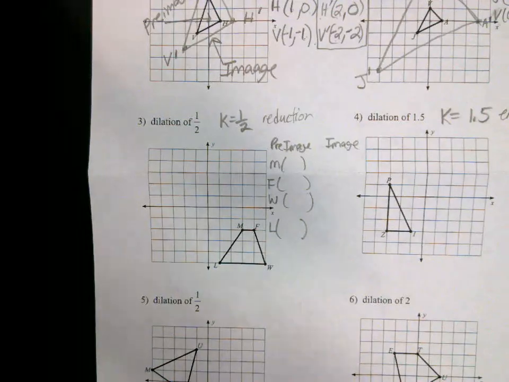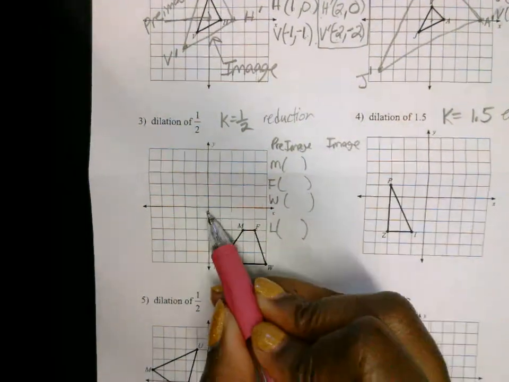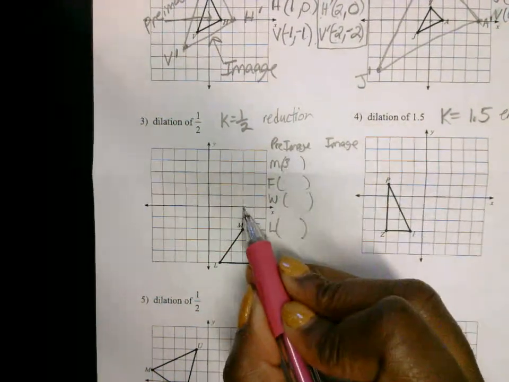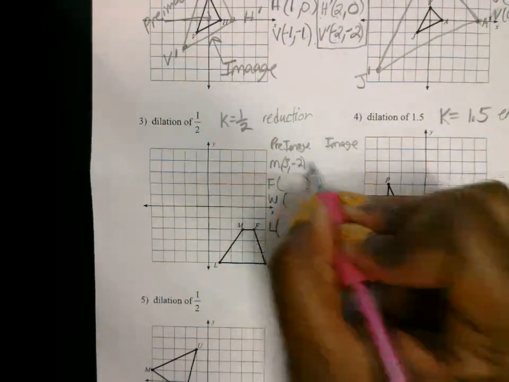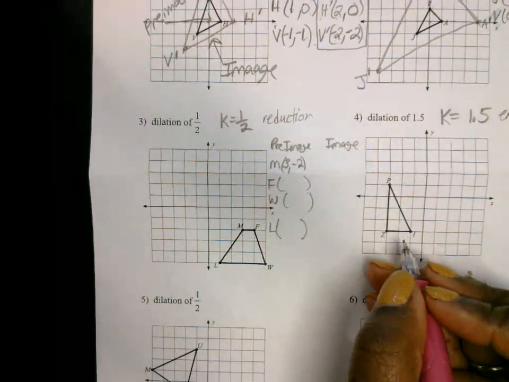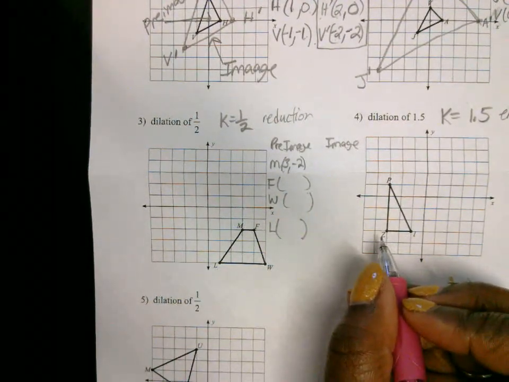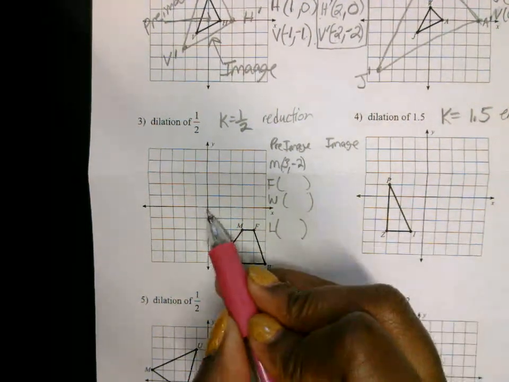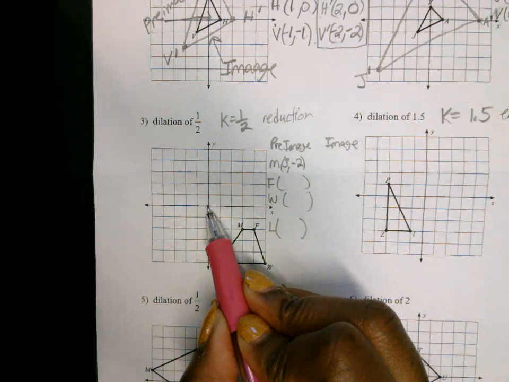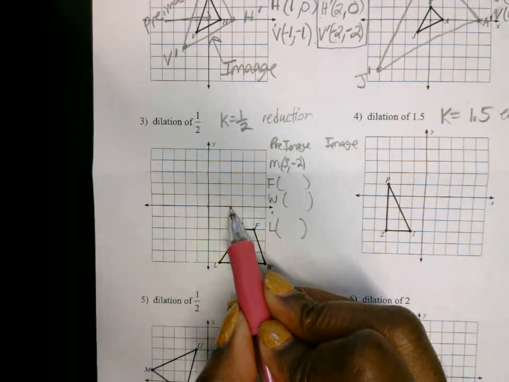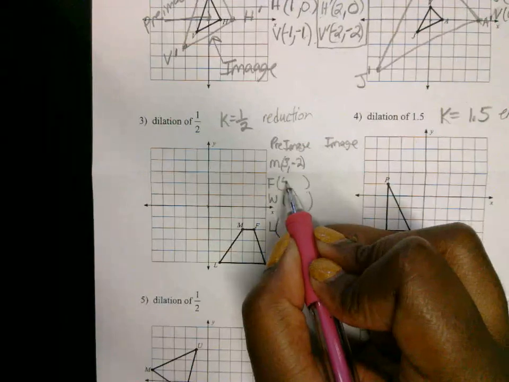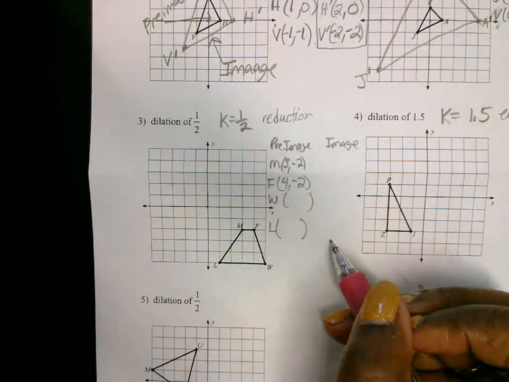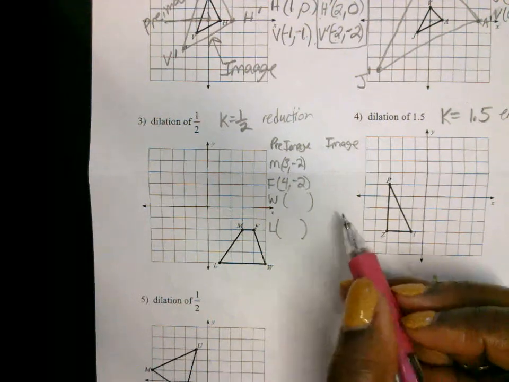Okay, so let's do M. M, you start at the origin, you go to the right, 1, 2, 3, positive 3, and down 1, 2. So that's negative 2. What's the ordered pair? Haley, sit up. What's the ordered pair for F? Colton? Start at the origin. 4 and negative 2. What's the ordered pair for W? Angel?